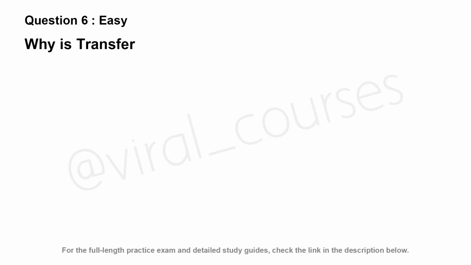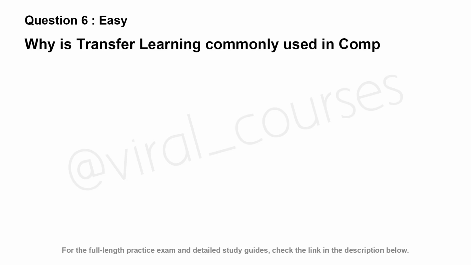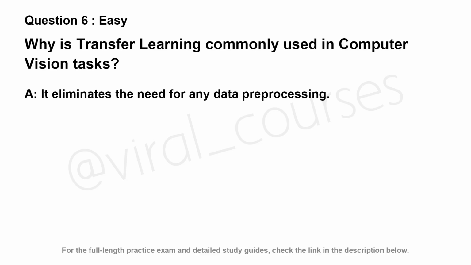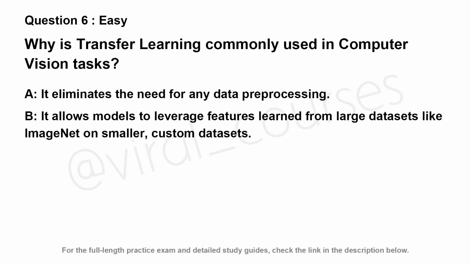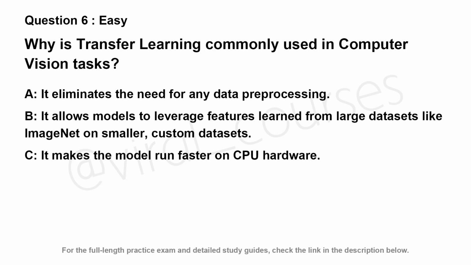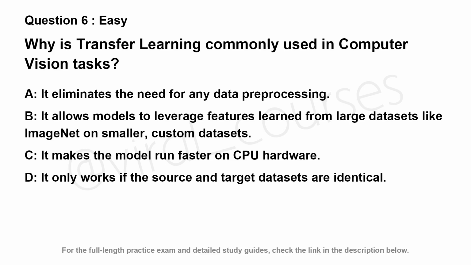Why is transfer learning commonly used in computer vision tasks? Option A. It eliminates the need for any data preprocessing. Option B. It allows models to leverage features learned from large datasets like ImageNet on smaller, custom datasets. Option C. It makes the model run faster on CPU hardware. Option D. It only works if the source and target datasets are identical.